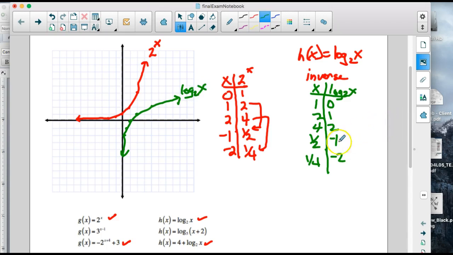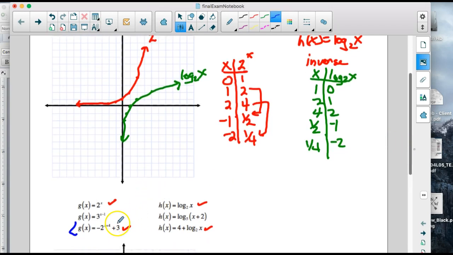Now, the other two functions I've checked off are just translations of this one. So if I just say that this is my blue graph here, I would just translate this amount of functions based upon these things that have been done to the function. So this is going to be moving it up 3, to the left 4, and it will be reflected. So this reflects it. Okay, so we have -2 to the x plus 4 plus 3.